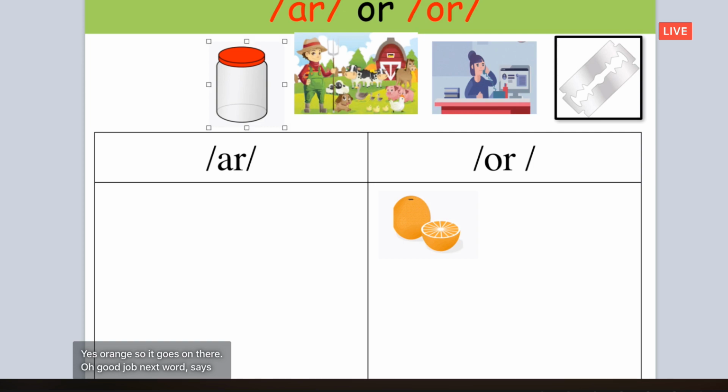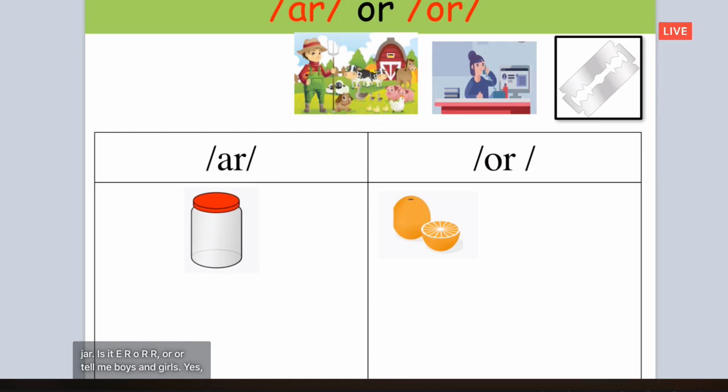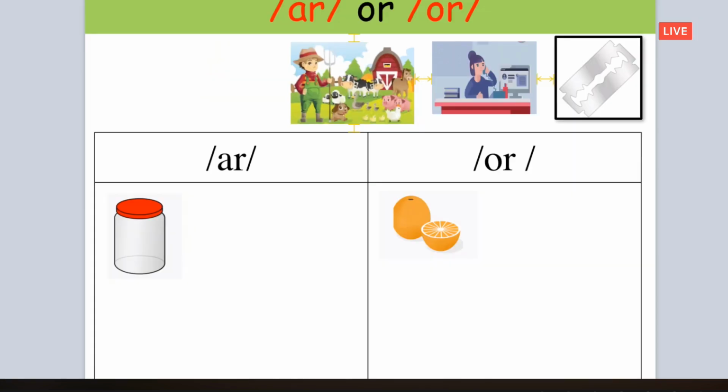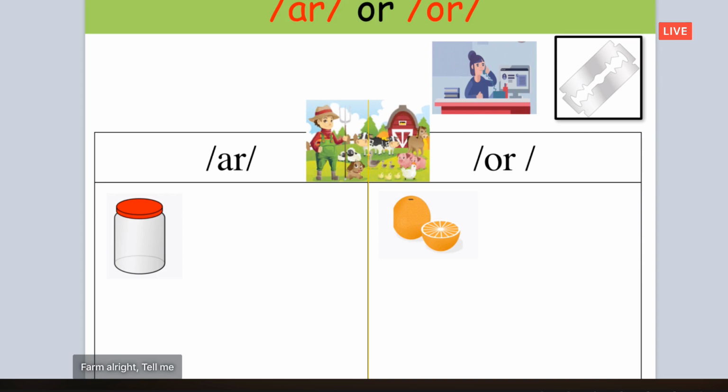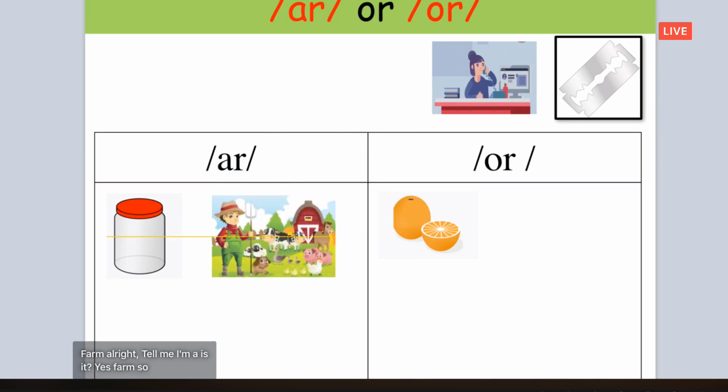Next word says jar. Jar. Is it AR or OR? Jar or jor? Tell me, boys and girls. Yes, jar. So it goes under the AR. Wonderful. Next word says, and you know this word, farm. Farm. All right, tell me, farm or form? What is it? Yes, farm. So it goes to our left on the AR.